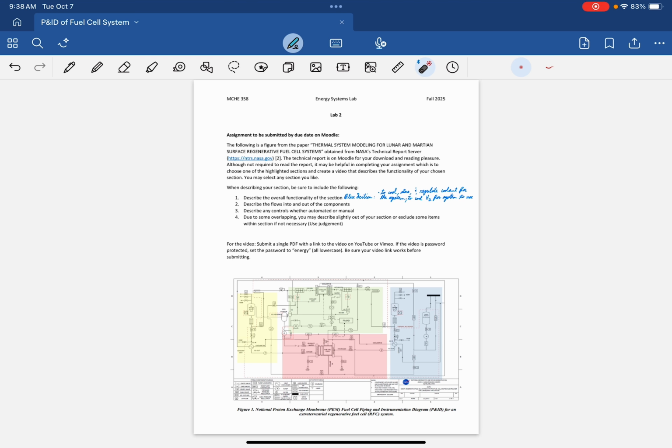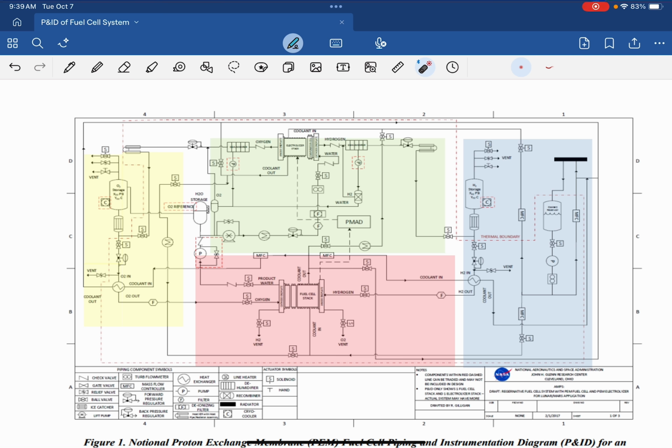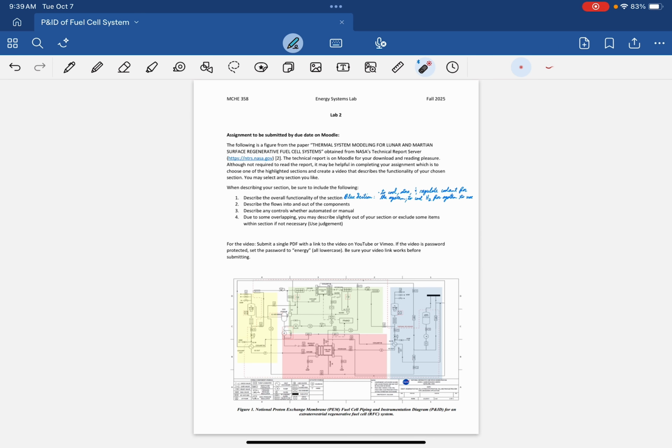After analyzing the section, I found that a good overall statement is that this section cools, stores, and regulates coolant for the system, and the coolant is also used to cool the hydrogen that's used for the system. The fuel cell stack is the main purpose of this blue section. So I'll be getting into question 2, describing the flows into and out of the components.